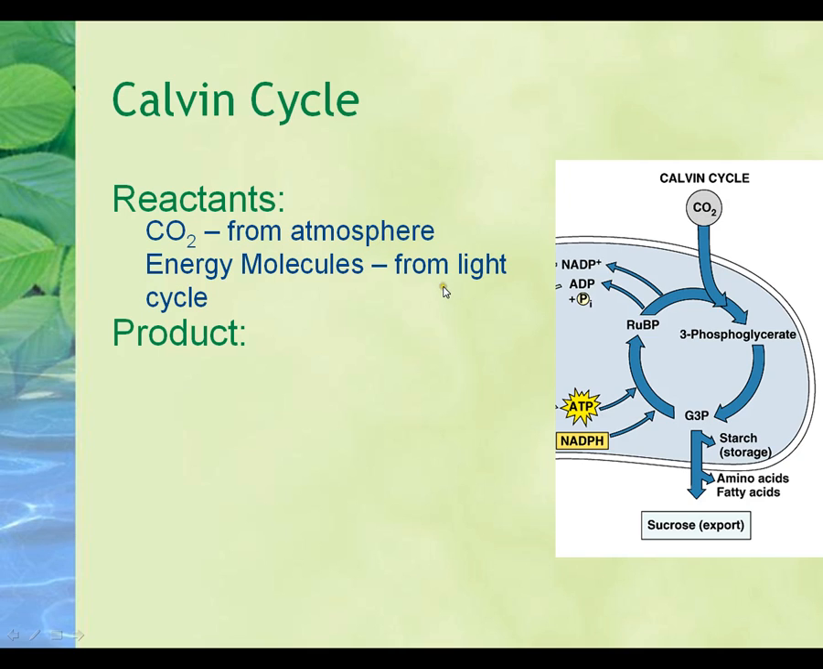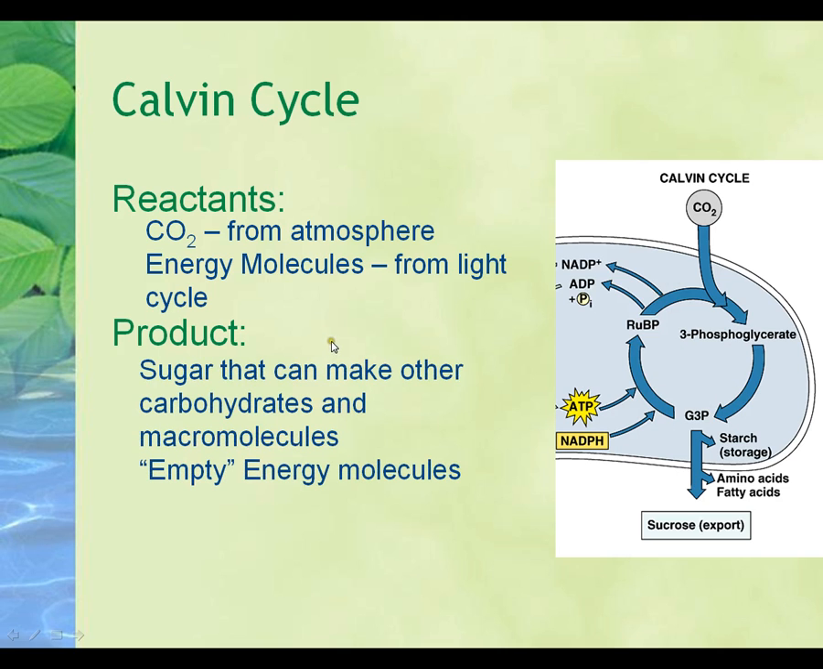molecules from the atmosphere and the energy molecules that we made during the light cycle all go in to turn around several times in the Calvin cycle to produce sugar. Now it also produces those empty energy molecules that will go back to the thylakoids. So these two processes depend on each other for the recycling of these energy molecules. So the only real export, the only thing that leaves the chloroplast are sugars. And these sugars can be used to make carbohydrates and the other macromolecules that we studied.